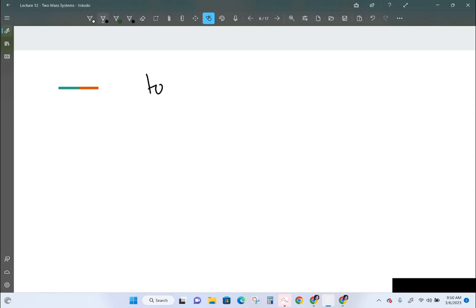And then finally, the total mass system. Well, what the heck is that? Remember, we have this pulley, we have this mass here, and this mass here.